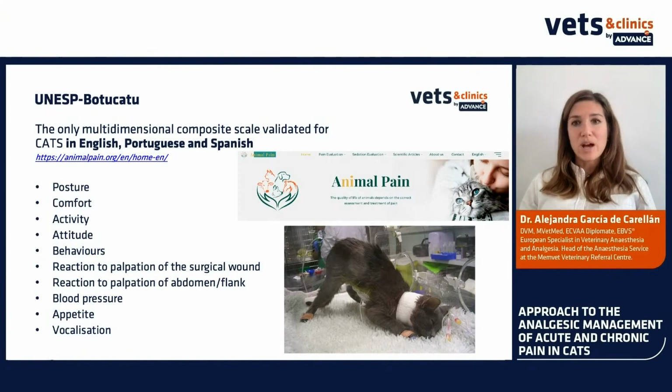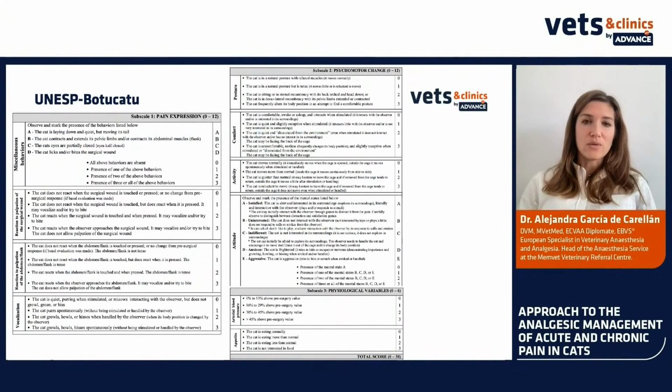The first example that we have is the UNESP Botucatu pain scale. It evaluates posture, comfort, activity, attitude, behaviors. It's really, really complete. There is a longer version, that is the one that you have here in the next slide, and a shorter version, which is clinically a little bit more useful. The longer version is really, really good for research. However, if you are doing a clinical examination in your practice, maybe the shorter version will be best because it's quicker. Here is the image of this scale.